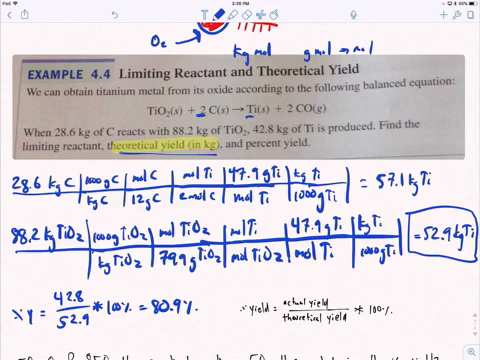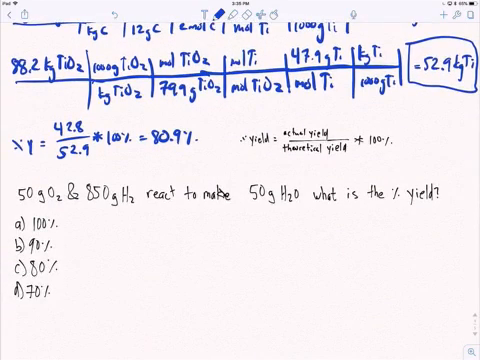So how are we doing? Anybody have any questions with this? All good? All right. Next problem. 50 grams of oxygen and 850 grams of hydrogen react to make 50 grams of water. What is the percent yield?